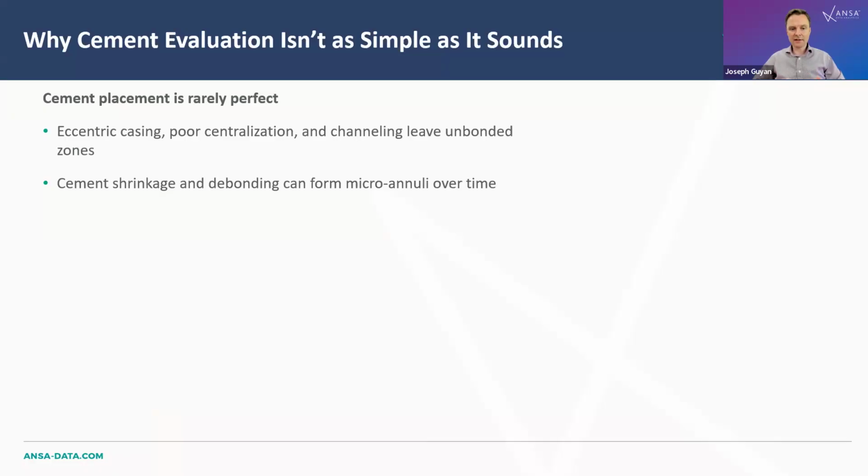Now, why isn't it as easy as it sounds? So it's partly because the cement placement itself is going to be imperfect. The casing itself can be off-center. The cement takes the path of least resistance when it's poured, and perhaps channels along one side. Over time, you might develop what we call microannuli, so very small gaps in between the metal and the cement, allowing fluid migration.